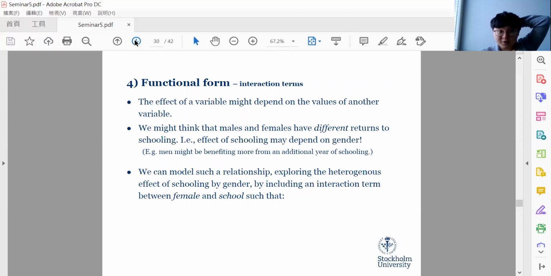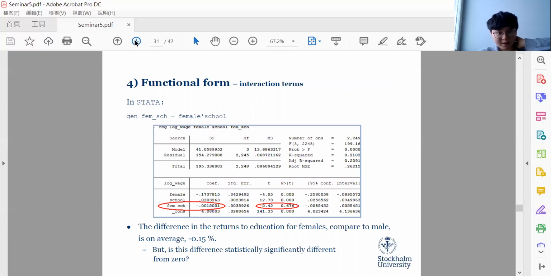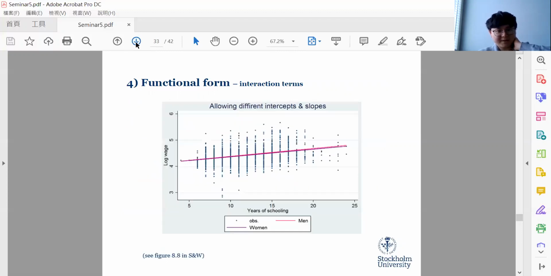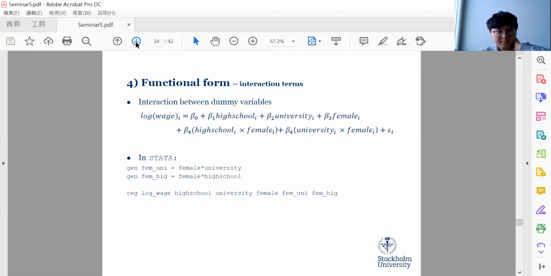And then for functional form, I think we explained similar things already before. So this is the interaction term for dummies. Yeah, so I think I will not repeat it.